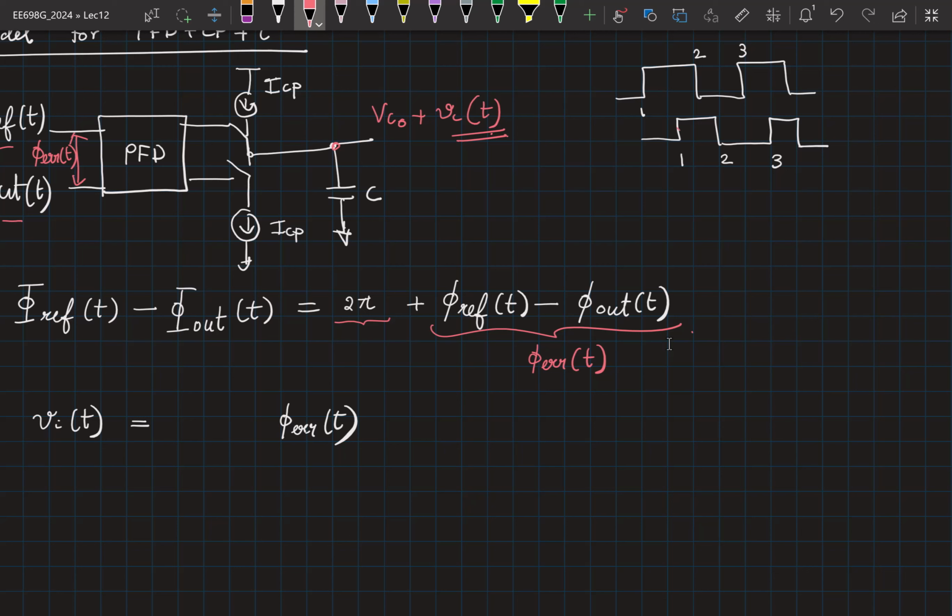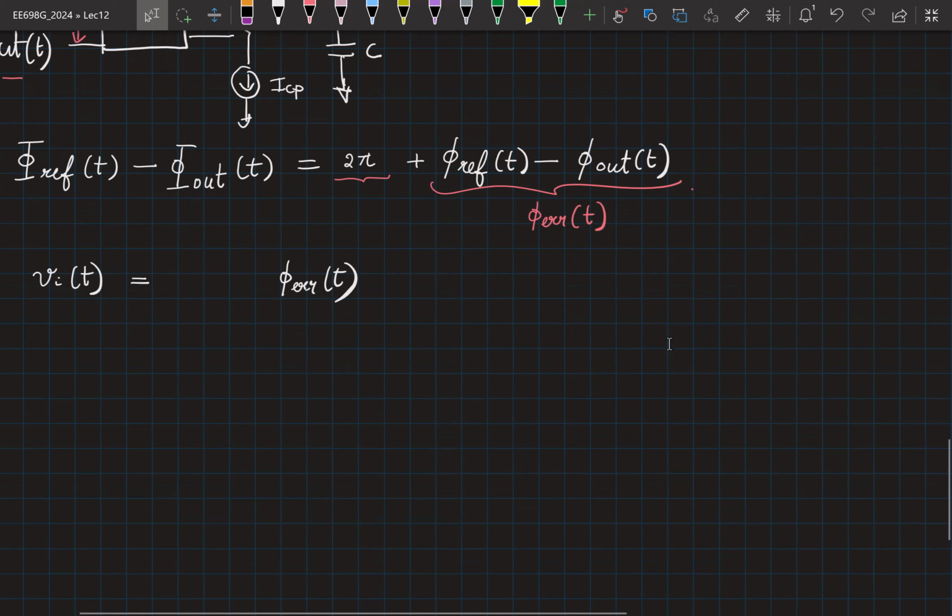Which edge should this lock to? Why should that lock to the third one? Third one, right? So this is the error that it is measuring: 2 pi. So under steady state conditions, you will have some 2 pi plus an error, where that error can be positive or negative. Is that clear? Okay.